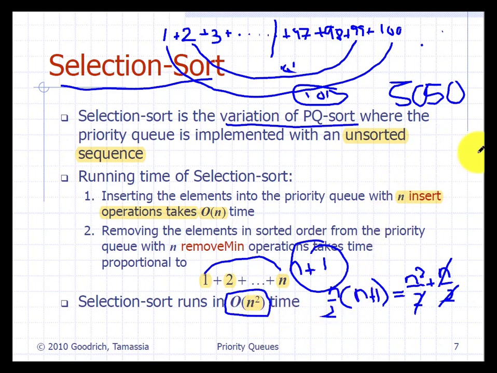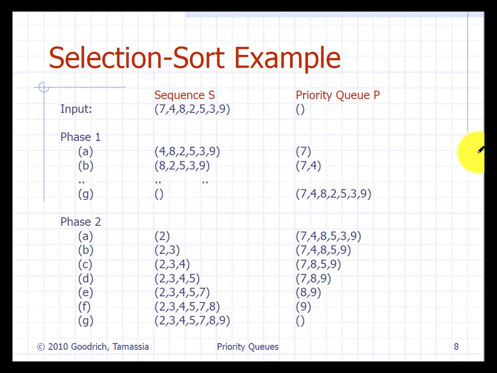So let's look at the next slide. This slide shows us how selection sort actually works. The way it works is you're given an input sequence. So here's your input sequence, and you're given a priority queue. This is your priority queue. So this is your sequence. This is your priority queue.